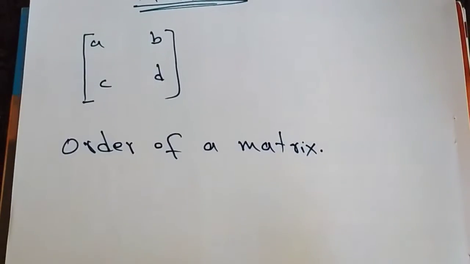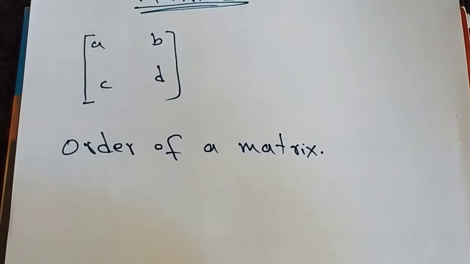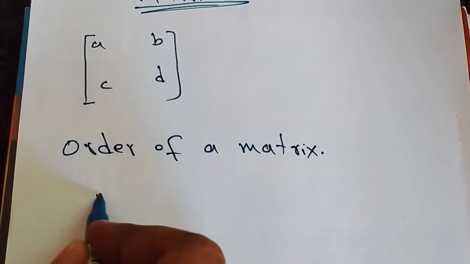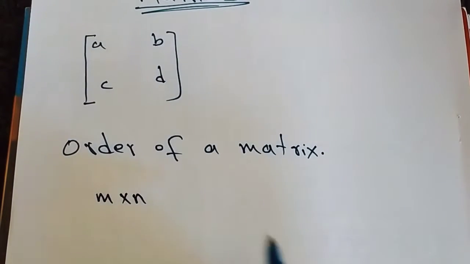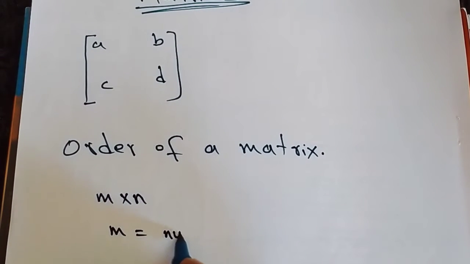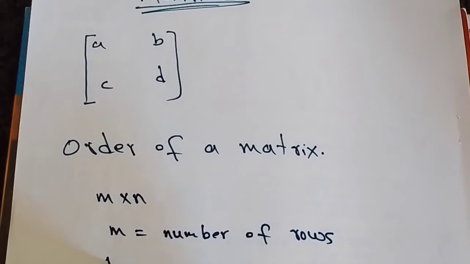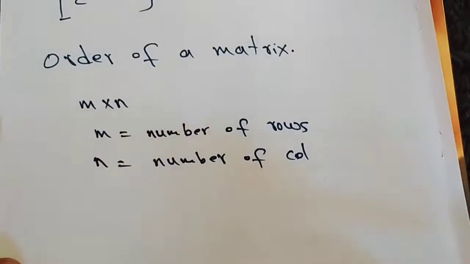My dear, in mathematics there is a term we use for order, that is m by n, or m multiply n. What is m? M is the number of rows, and what is n? N is the number of columns.